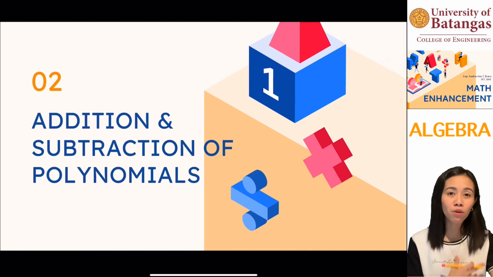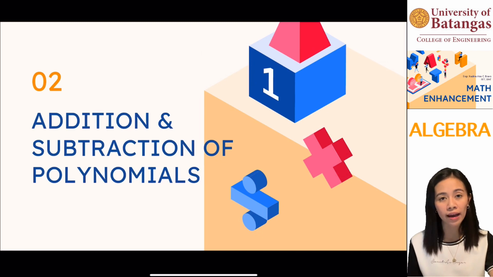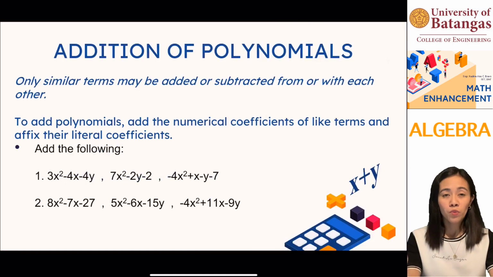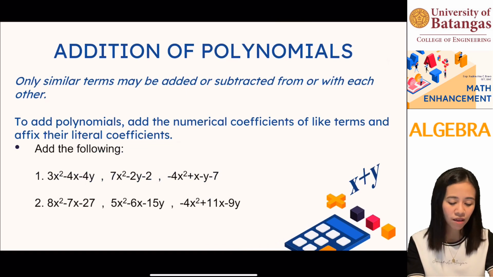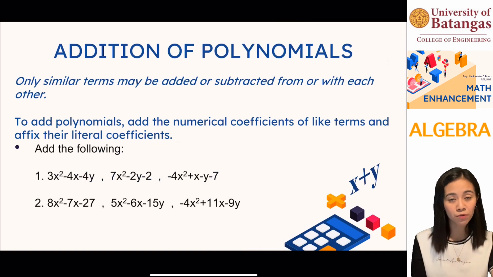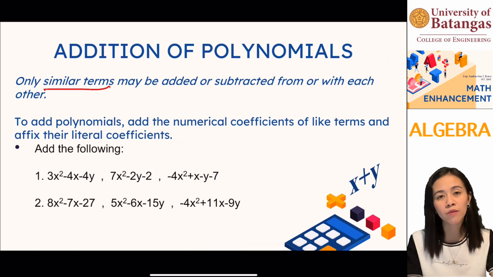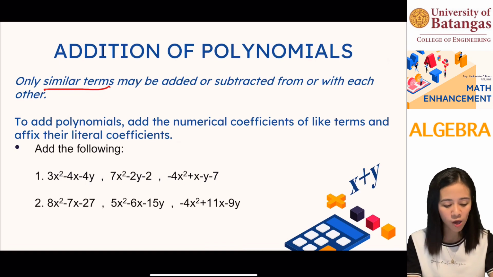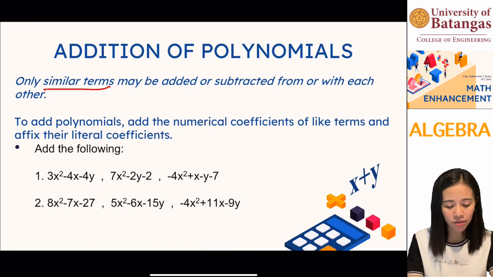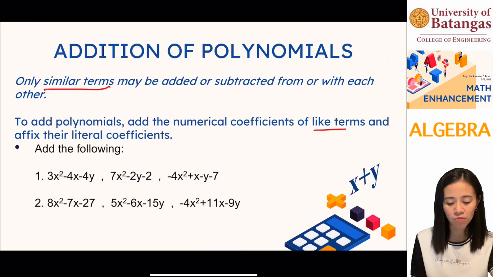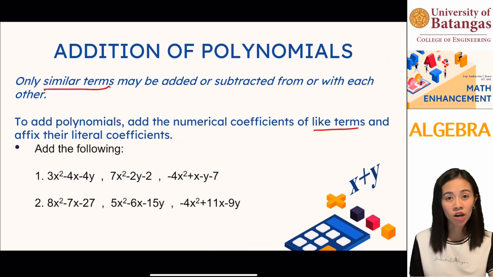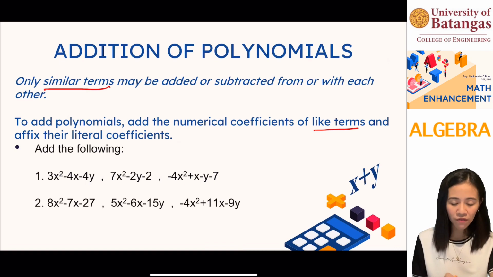Now, knowing all those basic concepts, we move to how do we add and how do we subtract our polynomials. You have to understand that when we add or subtract polynomials, only similar terms, yung binanggit natin kanina, may be added or subtracted with each other. So, para mag-add ng polynomials, we simply add the numerical coefficients of the like terms or the similar terms and then affix their literal coefficients since similar naman yon. So, we have a set of examples here.